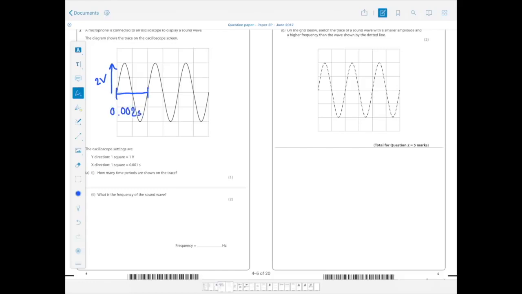0.002 seconds. So how many periods are shown on the trace? And remember, the period is the time for one wave, so that's a complete wave. So there's the first wave, and you can see that repeats 3 times, which is why the answer here is 3.